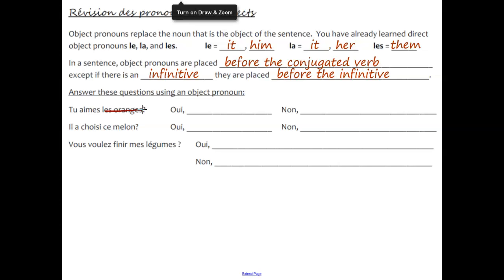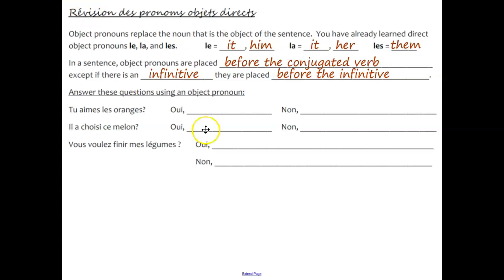After that, our next step is figuring out which pronoun are we going to use. So we have 3 choices, le, la, or les. So since oranges is plural, obviously we're going to use les. And then we have to figure out where that les is going to go in our answer. It's not going to stay in the same order. Object pronouns go before the conjugated verb, which means that my les is going to go here before aime, because aime is my conjugated verb.